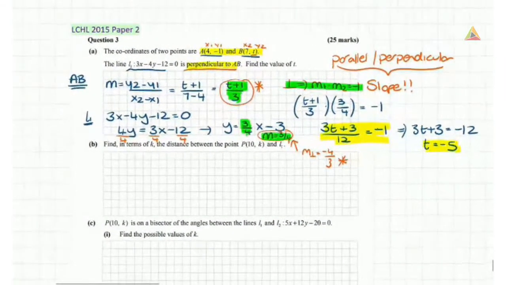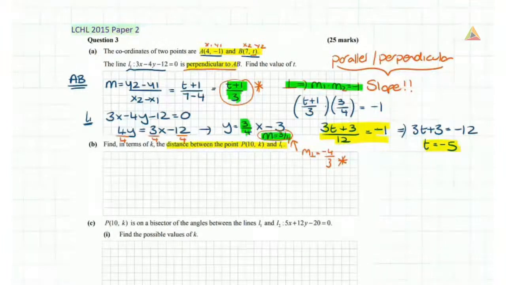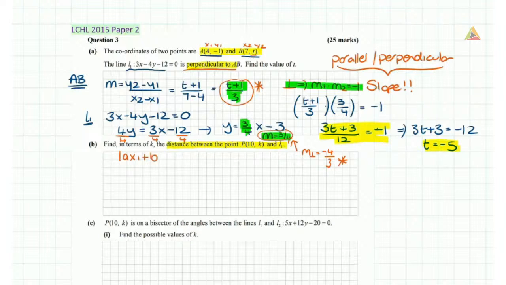Okay. Second part, find in terms of k, so there's going to be a k in our answer, the distance between the point 10k and the line L1. So k is going to be in our answer. First thing we're going to do is write down our formula from the top of page 19. That's the absolute value of a times x1 plus b times y1 plus c over the square root of a squared plus b squared. So my x1 and my y1 come from my point, and my a, b, and c, they come from my line when it's in general form.